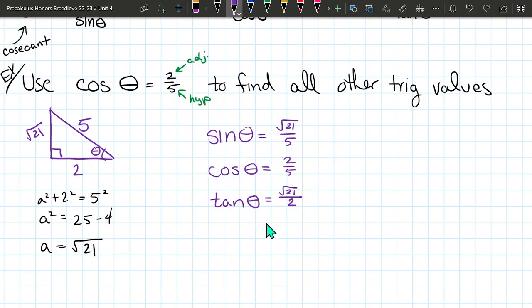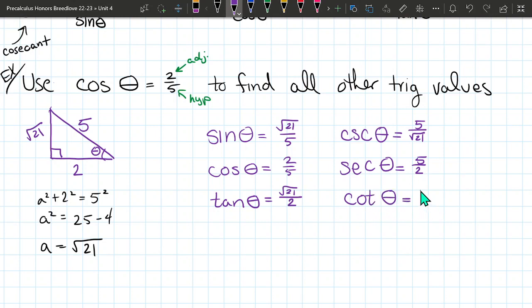Alright, so now that I have the 3 original trig functions, I'm going to write their reciprocals. So cosecant theta, CSC, that's going to be 5 over the square root of 21. And then secant theta is 5 over 2. And cotangent theta is 2 over the square root of 21. So you just flip them? Yes, it's just the reciprocal.